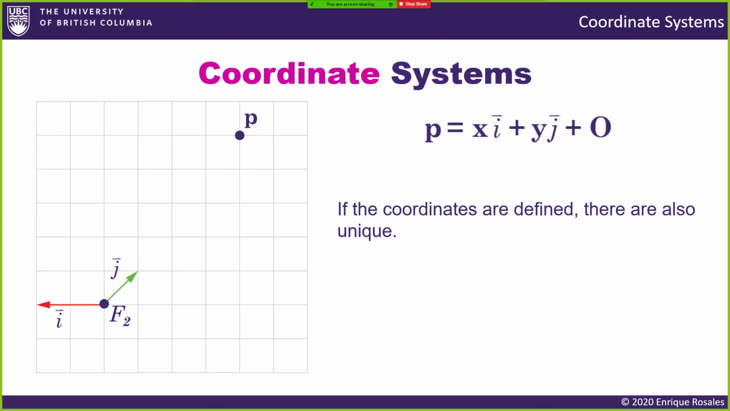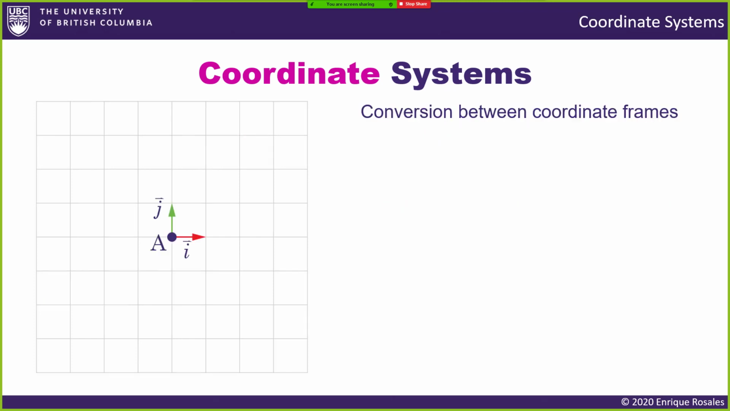Okay. So now let's see how we can make a conversion between coordinate frames. Because in the end, a coordinate frame is like a world, and we can have a position with respect to that coordinate frame. But sometimes we need to convert from one coordinate frame to another, okay?